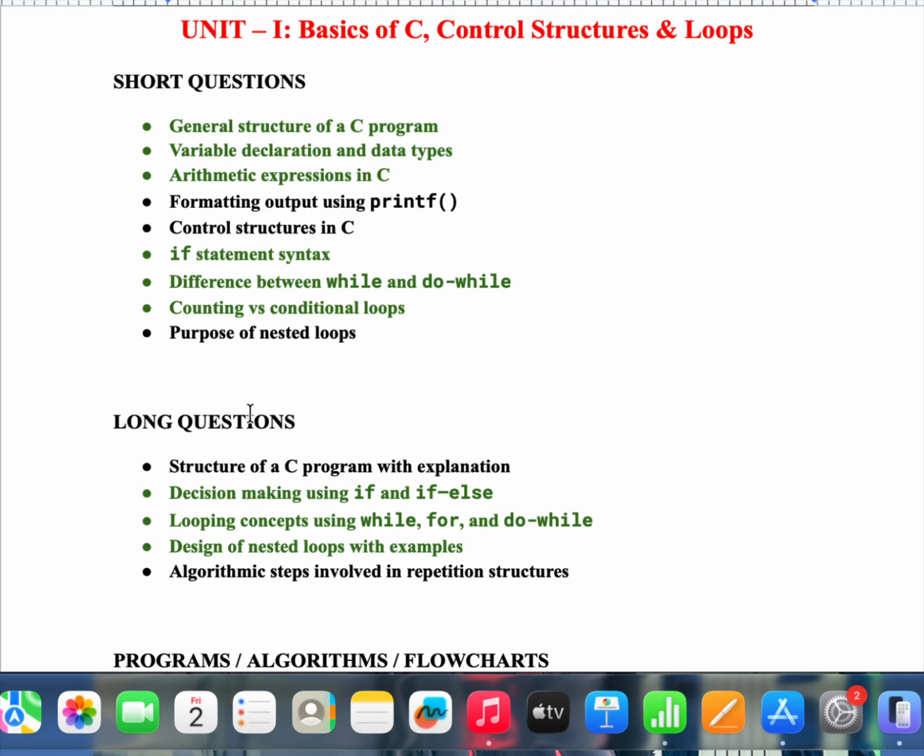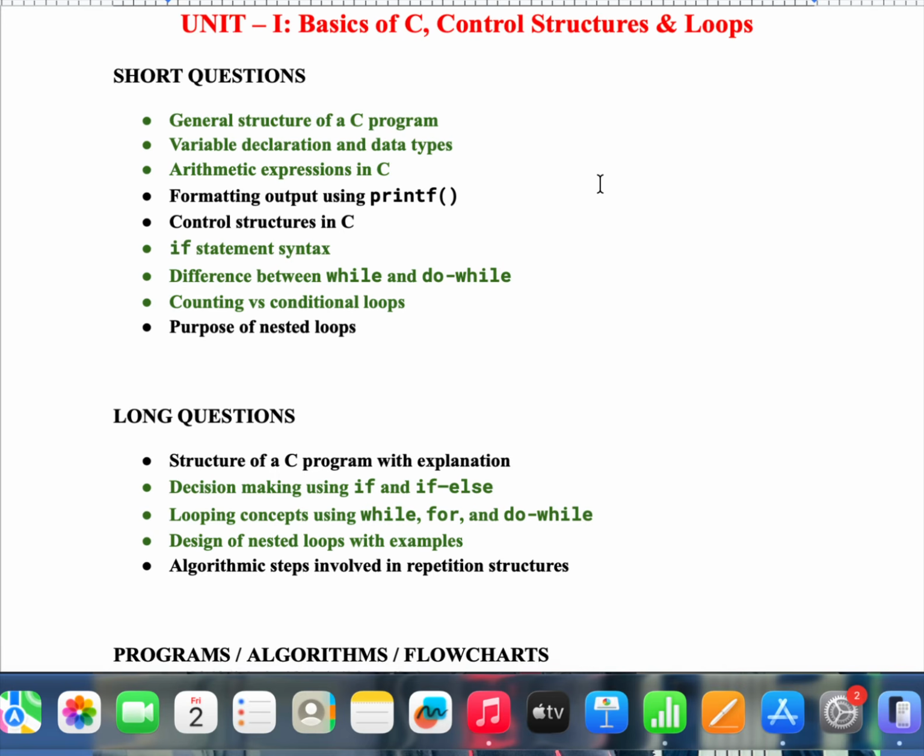I repeat once again, each and every student who has this course as an exam tomorrow needs to completely study the basics of C, control structures and loops. Only then will you understand the coming units. This course is a foundation for all computer science engineers, where you are going to take other courses; this is a prerequisite course for you all.